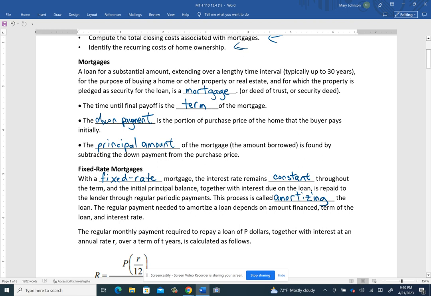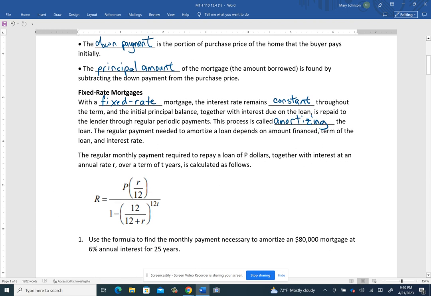The regular payment needed to amortize the loan depends on the amount financed, the term of the loan, and the interest rate. So the formula for figuring out the regular monthly payment required to repay a loan of P dollars, with an annual interest rate R and a term of T years, can be calculated using this formula right here.